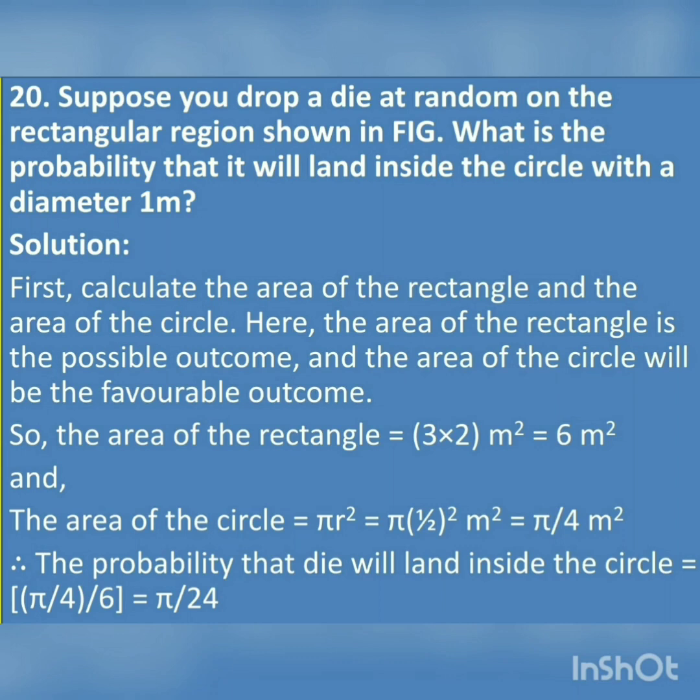Now, what is the probability that it will lie inside the circle? Its probability will be the number of favorable outcomes, meaning area of circle, divided by area of rectangle. So it's pi by 4 divided by 6, which equals pi by 24.